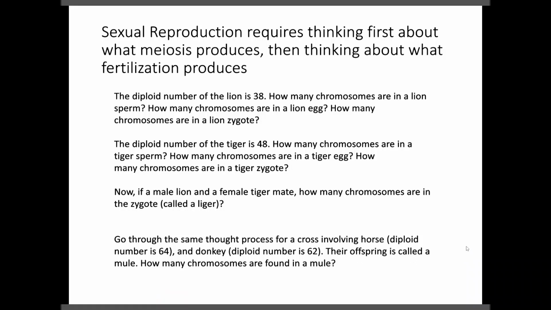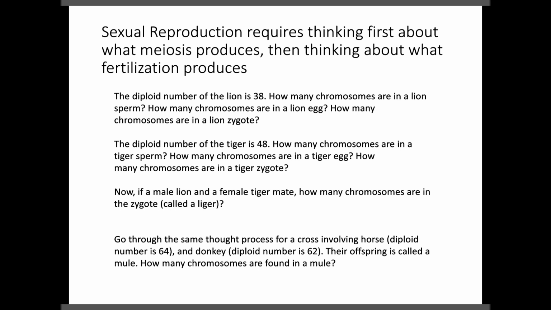Right, so remember that sexual reproduction involves first thinking about meiosis, so the production of haploid cells, eggs in the female, and the production of haploid cells, sperm, separately in the male, and then thinking about the two coming together in fertilization.